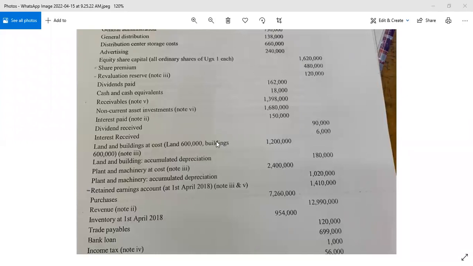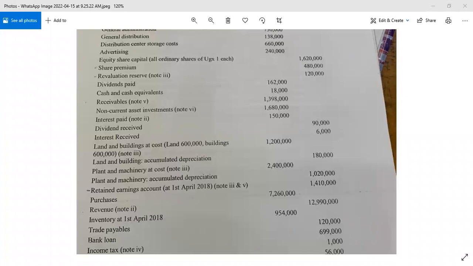Then building. Depreciation is at 180,000. Hope you can all see the figure. And it's only for building because you know the land doesn't depreciate. So we're good with the trial balance.